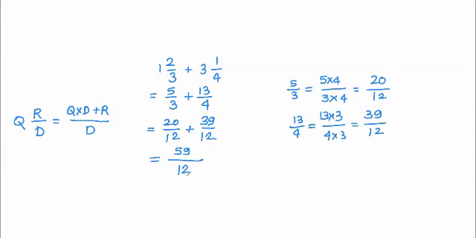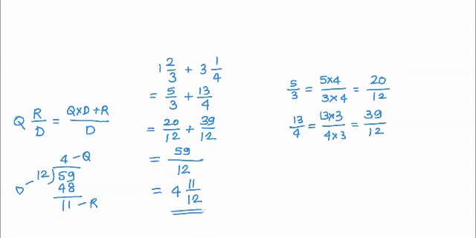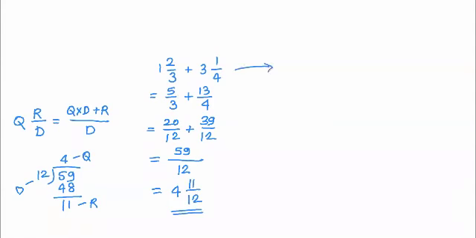Now we have to convert it into the mixed fraction. So we know 59 upon 12: 12 fours are 48, remainder is 11. So now this is our Q, and this is our D. So we have to write in QRD format. So 4, 11 upon 12. That is our answer.